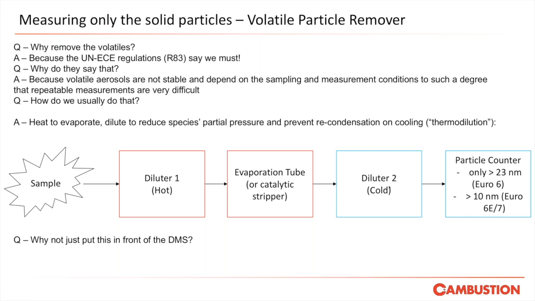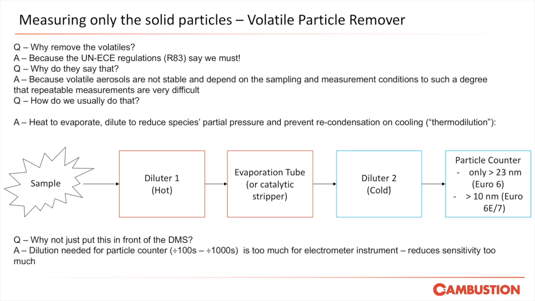So an obvious question is, why do we not just put one of these on the front of a DMS500? Let's just put a thermodiluter on the front of the DMS500, one that you can effectively buy from any manufacturer. Well, the problem is that in order to use one of these particle counters, which can count individual single particles, you need a lot of dilution. And this is too much for an electrometer-based instrument such as the DMS. It reduces the sensitivity too much. Every time you have an order of magnitude of dilution, it's an order of magnitude less sensitivity. So we have to come up with a slightly different solution for the DMS.